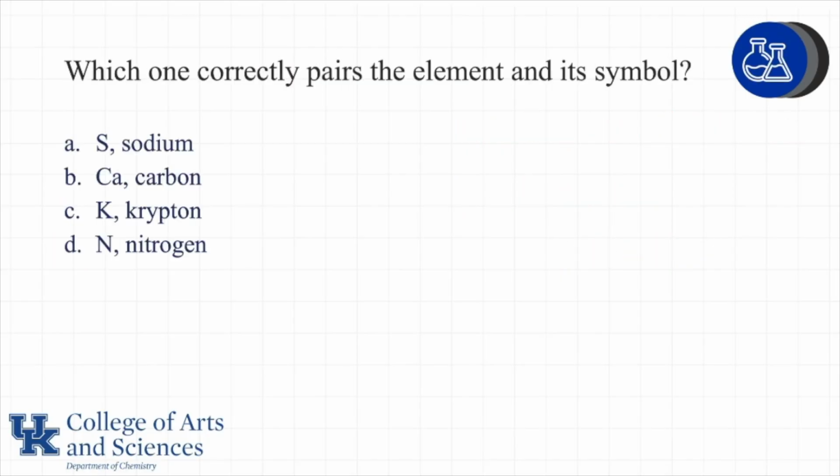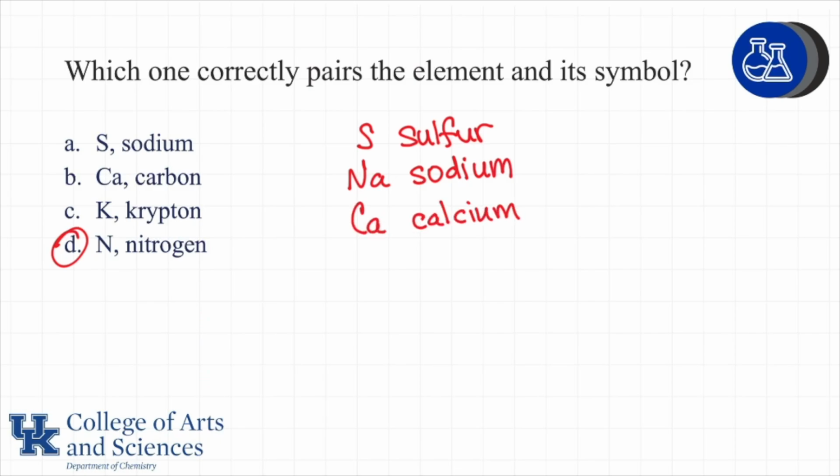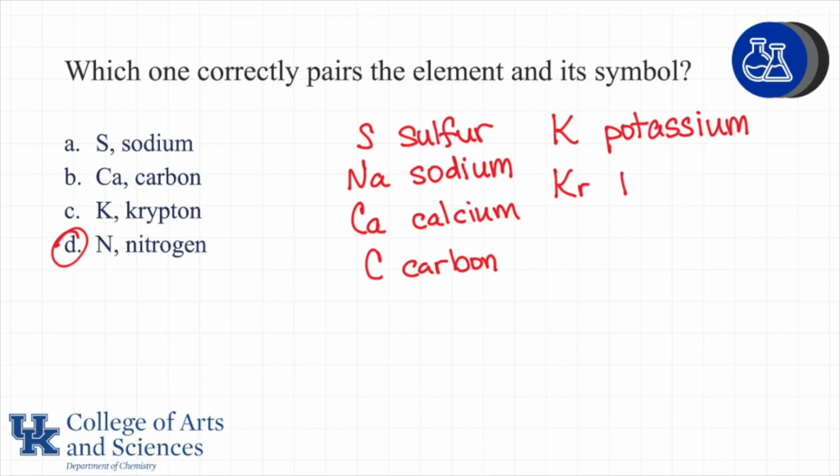Which one correctly pairs the element and its symbol? N is the symbol for nitrogen. When we look back at the other examples, we see S stands for sulfur, Na is the symbol for sodium, Ca is the symbol for calcium, carbon has the symbol C, K stands for potassium, and Kr is krypton.